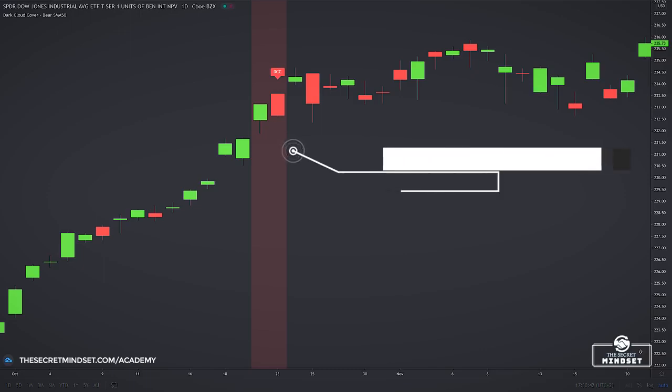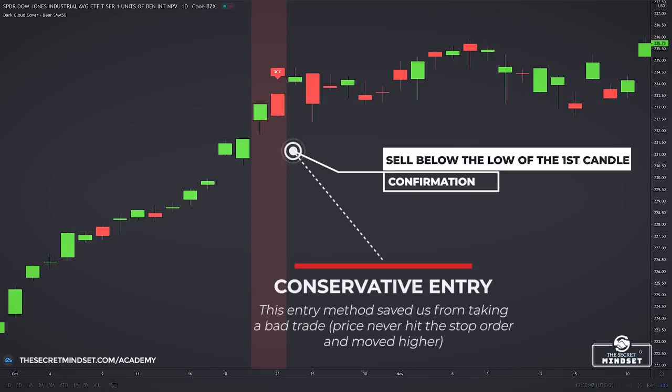A stop order is essentially a market order, but is only triggered when the price reaches the trigger level that you set. So in this case, the trigger level is below the low of the dark cloud cover. When the market goes below the low, the order will trigger a market order to sell at the best available price. The stop loss for both entries goes above the high of the pattern.